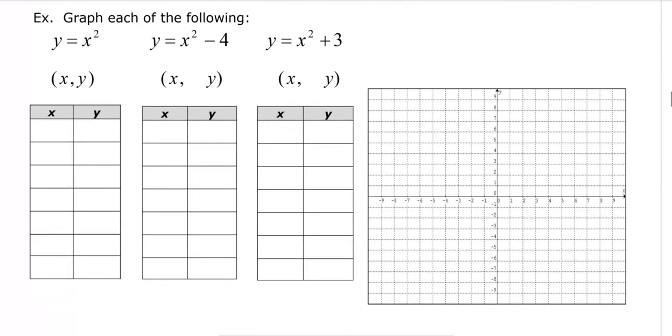So if I took the base graph of y equals x squared, let's write those points down again. The arbitrary x values and the corresponding y values: 9, 4, 1, 0, 1, 4, 9.